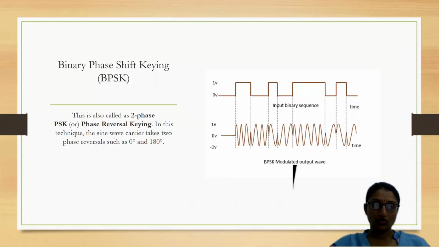So this is 0 at 1, and at 0, you can observe the 180 degrees of phase shift. The figure is very clear. Whenever the message signal is 1, you can clearly observe the sine wave starting from 0 degrees. And whenever the message signal has shifted from 1 to 0, you can observe the 180 degrees of phase shift.